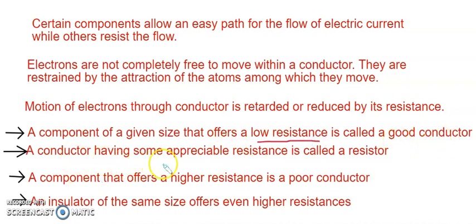A conductor having some appreciable resistance is a resistor, like the two resistors of the same type which I had connected. A component which is offering higher resistance is a poor conductor. And an insulator is something which offers very high resistance.